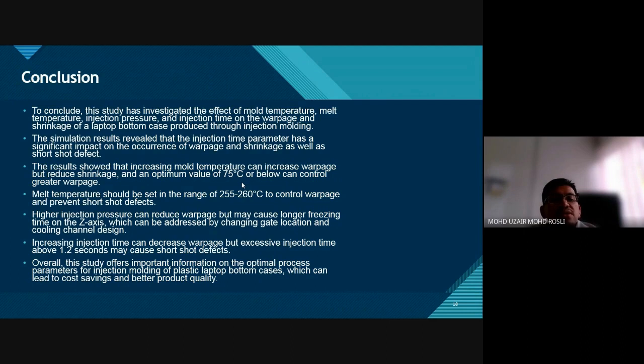So overall, this study offers important information on the optimal process parameters for injection molding of a plastic laptop bottom case, which can lead to cost saving and better product quality.